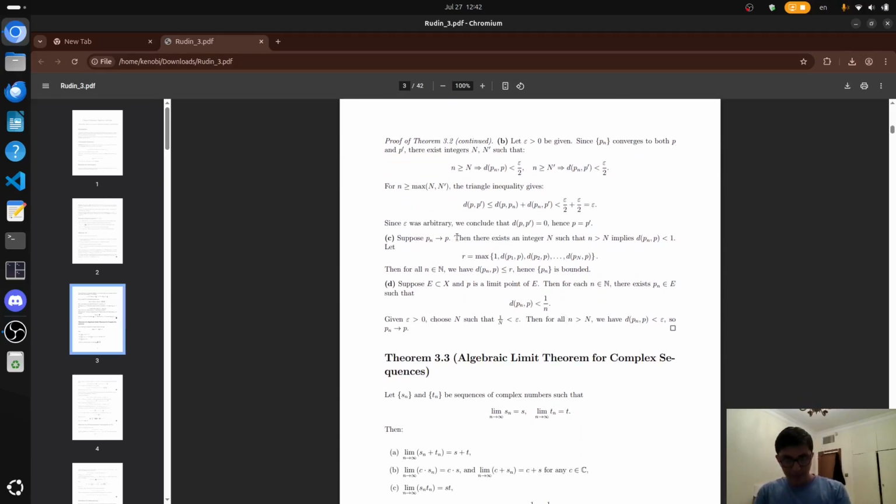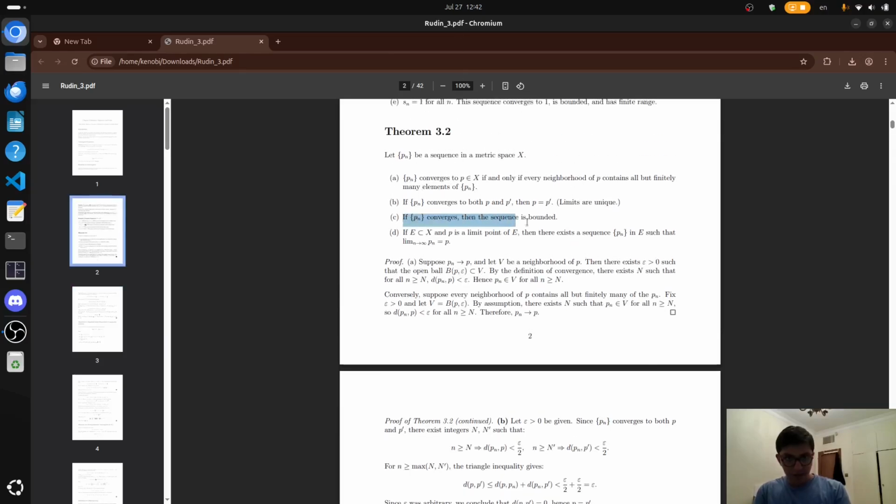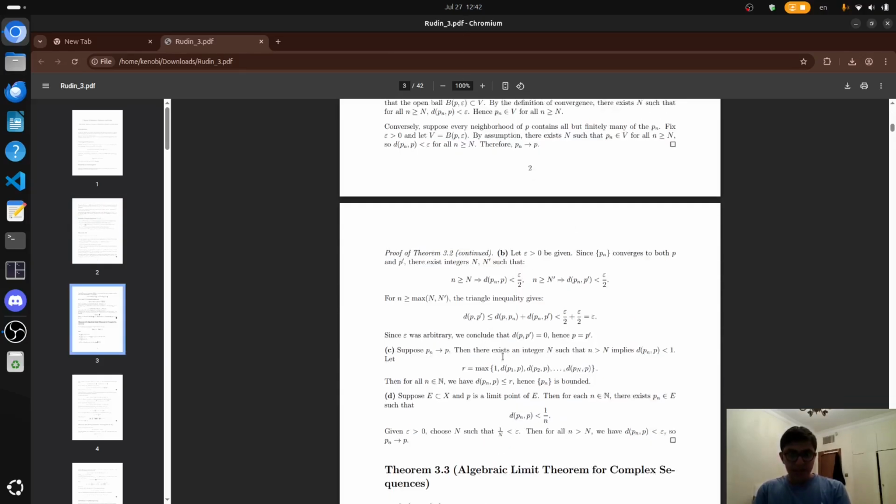Suppose Pn goes to P, this is for C, right? If Pn converges, then the sequence is bounded. Then there exists an integer N such that n greater than N implies the distance d(Pn, P) is less than 1.